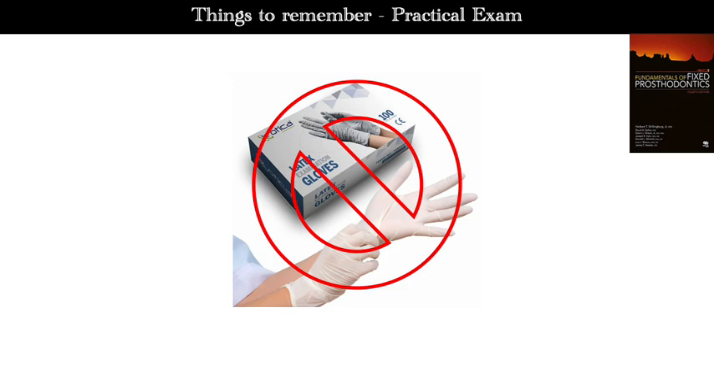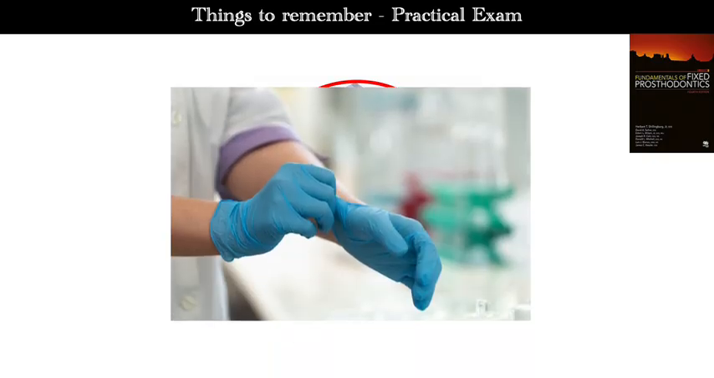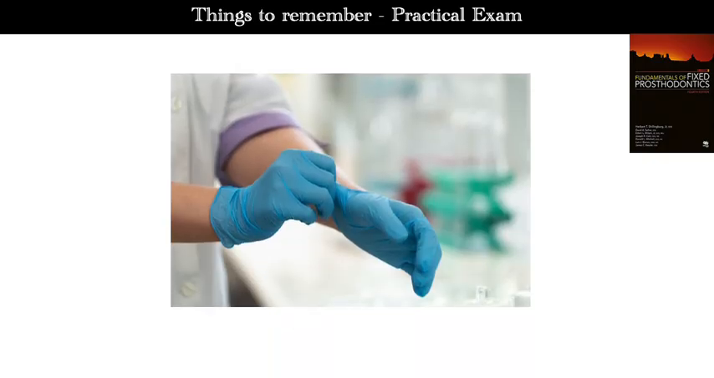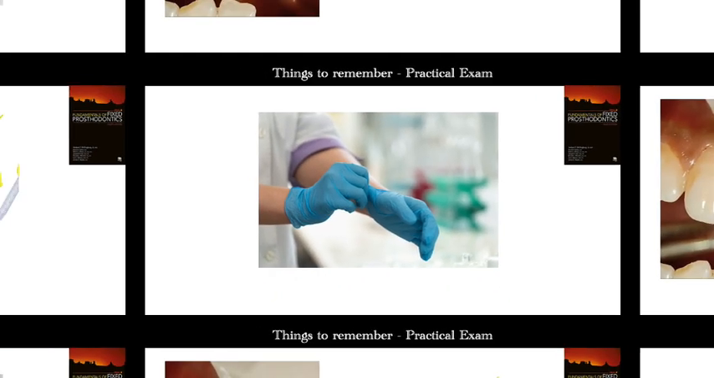Then on the day of the exam, while dealing with the retraction cord, never use latex gloves. That is going to contaminate your gingival retraction cord. All the contaminants would be carried into the gingival sulcus, and your addition silicone is never going to go well with that area. So always go ahead with vinyl gloves, so that your vinyl polysiloxane impression material will not have a negative impact.